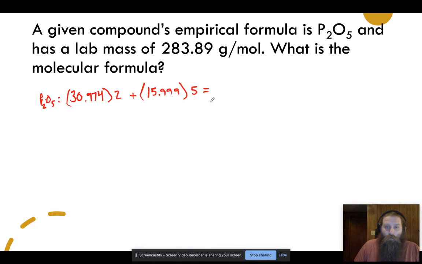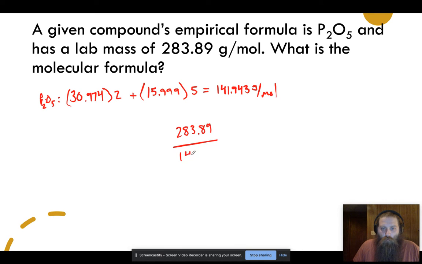That gives us 141.943, so 141.943 grams per mole. There's the mass of our empirical. So 283.89 divided by 141.943. We should get about 2, but let's see exactly what we get. 283.89 divided by that number is 2.00002818. Yeah, we can definitely round that to 2.